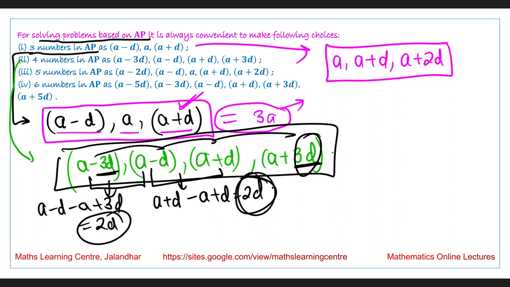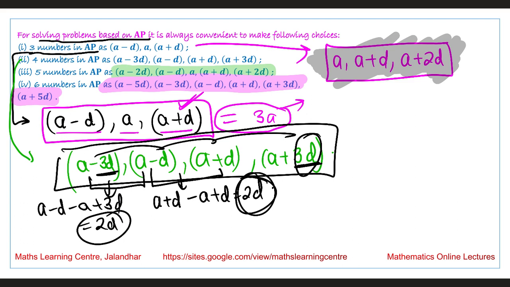Next, if we have to write five numbers, we write A minus 2D, A minus D, A, A plus D, A plus 2D. If we have to write six numbers, we write them in this form. So in general, we use these kinds of results. If you don't use these results, you can also use the three numbers in AP in this form. But if you use these results, in some problems the calculation becomes very difficult, which we will see in our next examples.